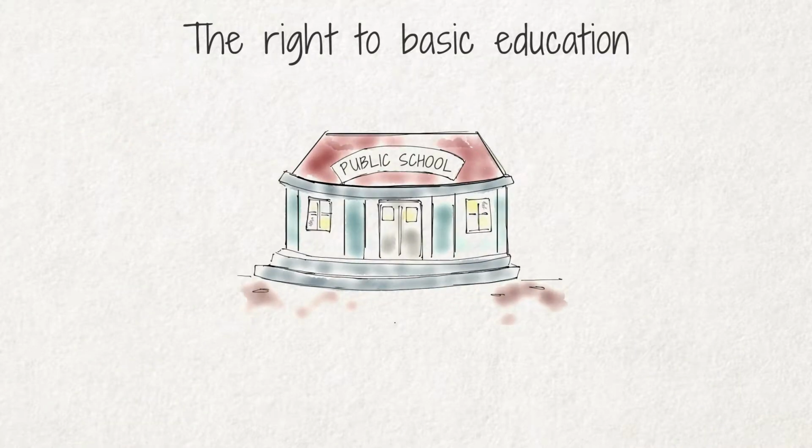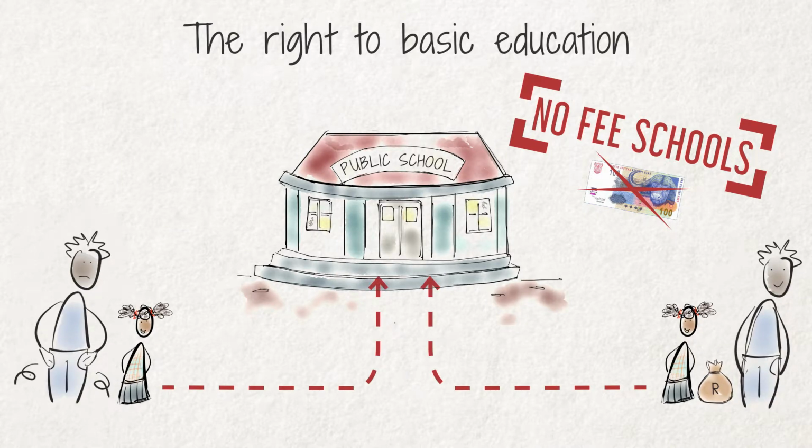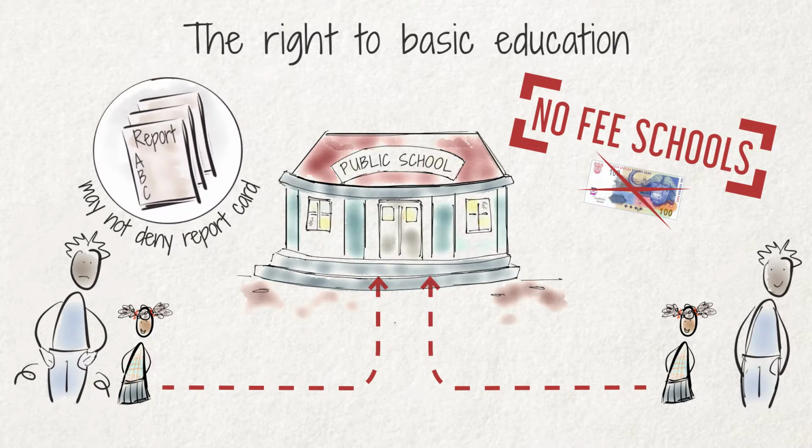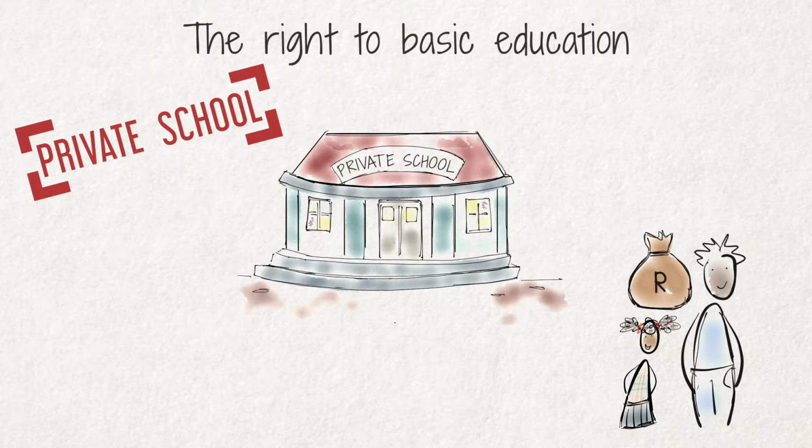Some government schools are designed as no-fees schools. Even at government schools that charge fees, only those learners who can afford to pay have to do so. The school cannot deny a learner's report card or punish learners if they cannot afford the fees. Private schools can charge fees and learners have no right to attend without paying.